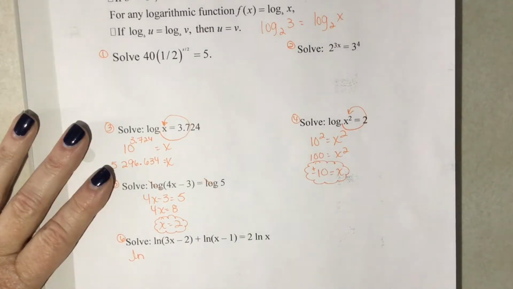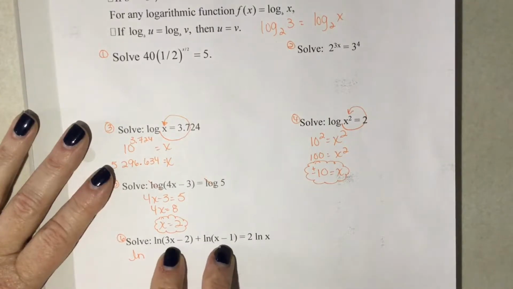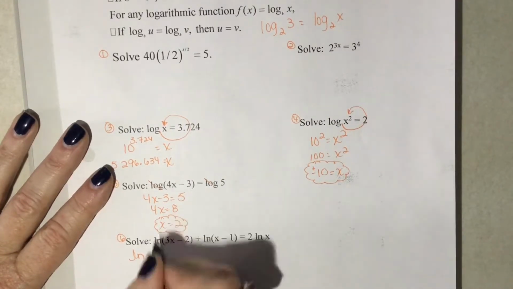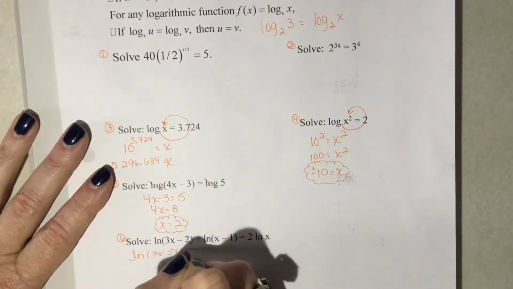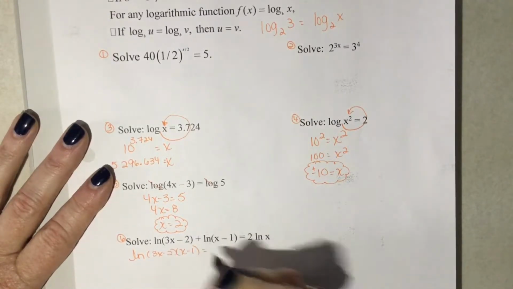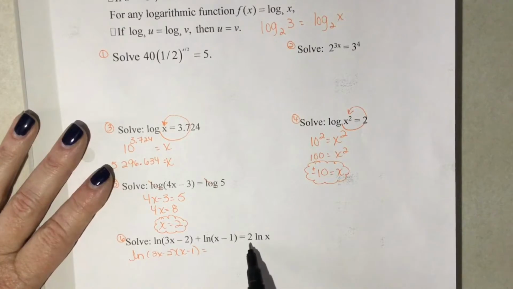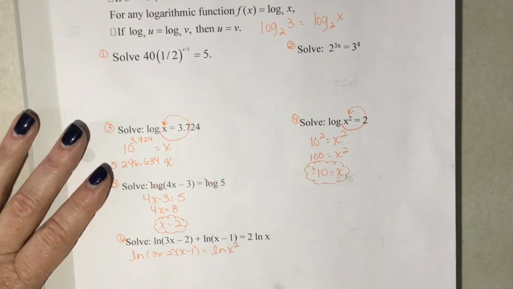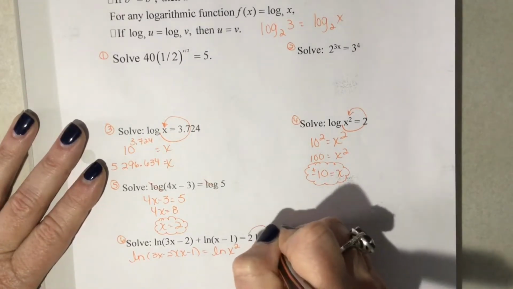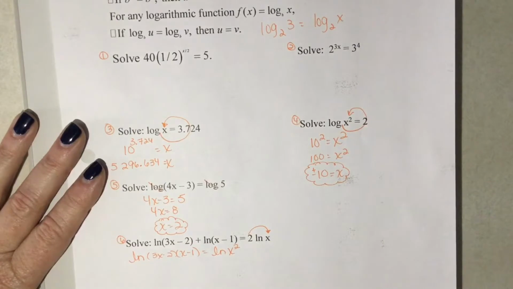This is what you guys did yesterday. If it's being added together, what's going to happen to these two? I'm going to multiply them. So I have 3x minus 2 times x minus 1 equal to, and if this 2 is out in front, where does that actually belong? Natural log of x squared. Okay? This is just stuff you did yesterday on that worksheet.